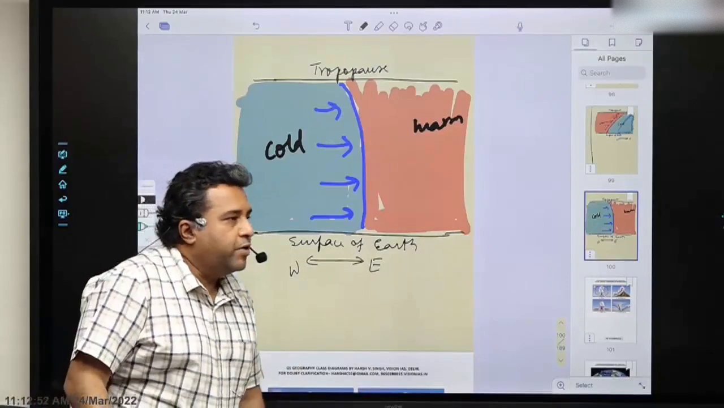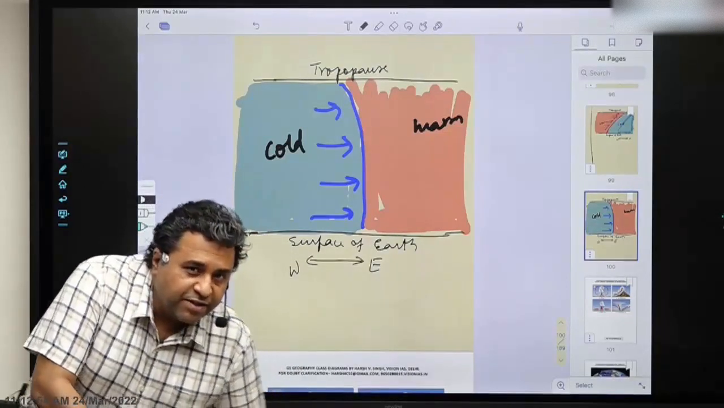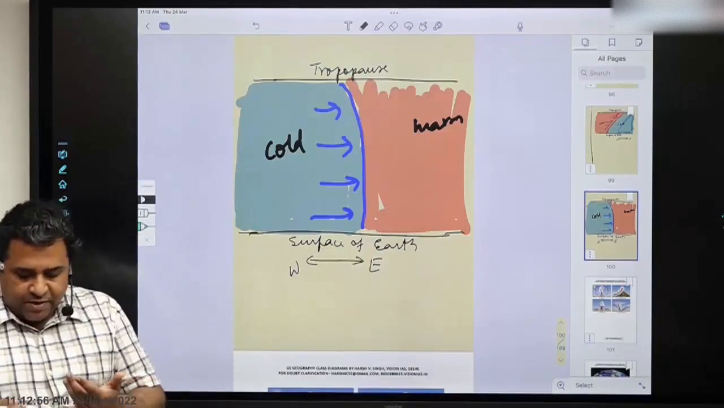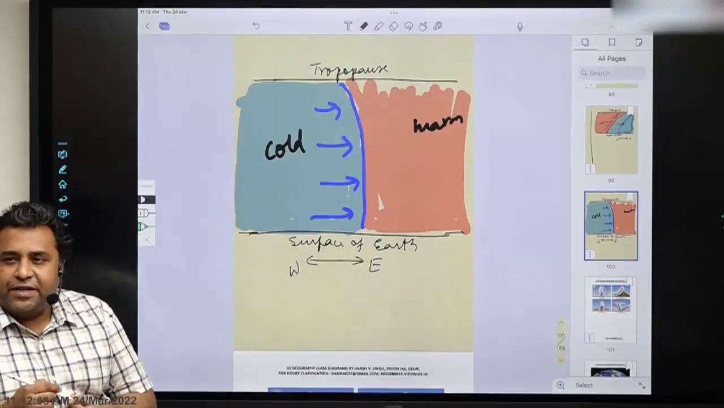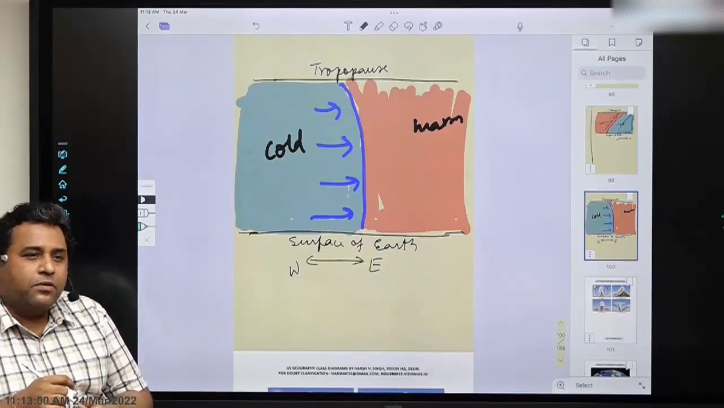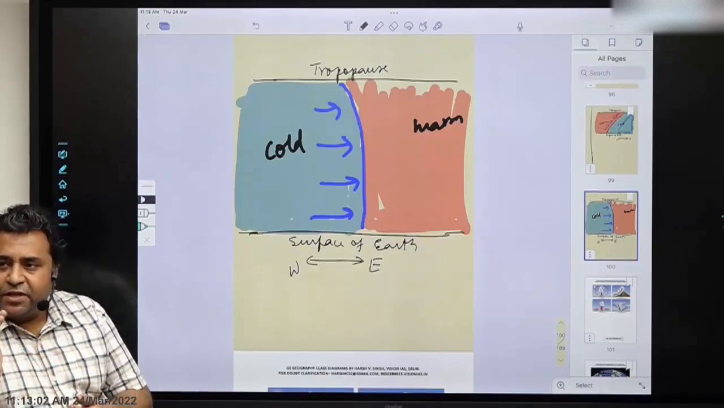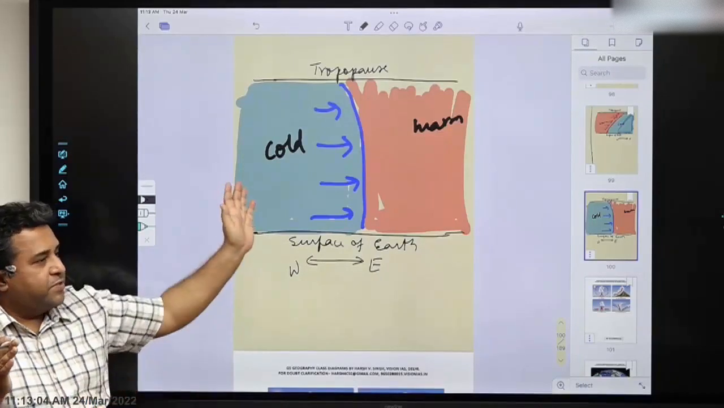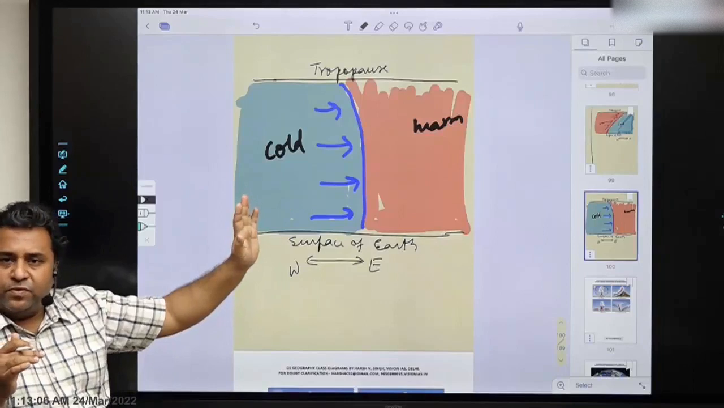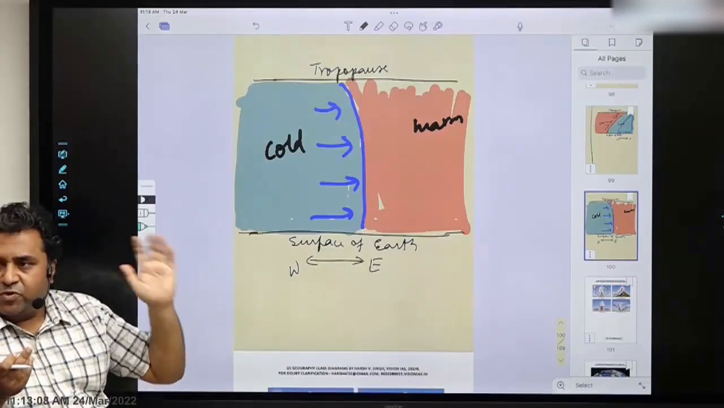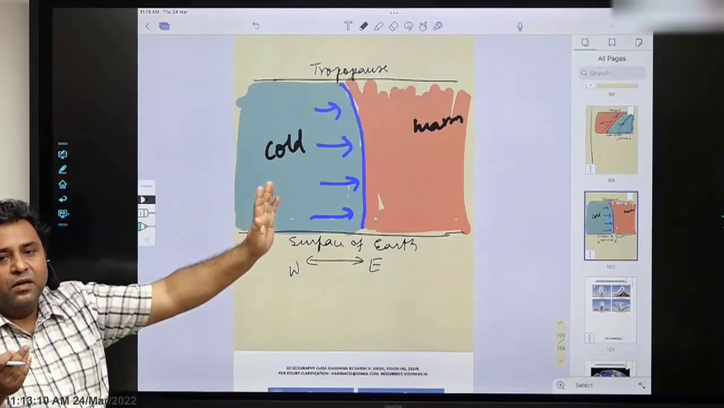Okay, now tell me, in this which air mass is pushing which air mass? Hence, dense or light? What is pushing what? The dense is pushing the light. So if the dense is pushing the light, will it be easy to move? Yes, it will be easy to move. So the whole warm air mass will move on.